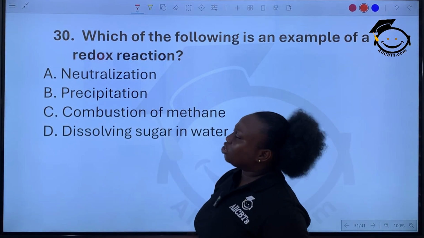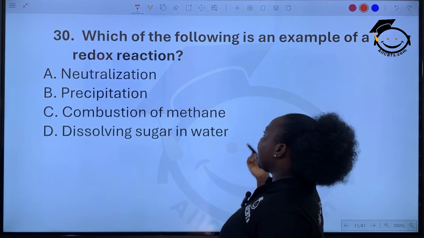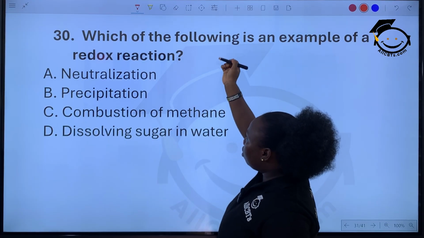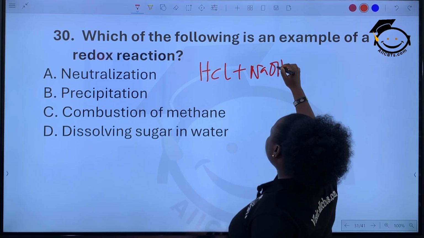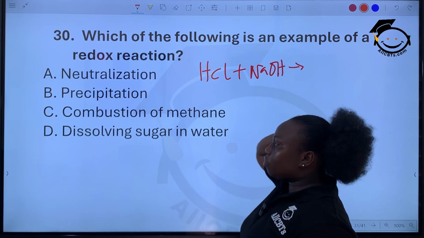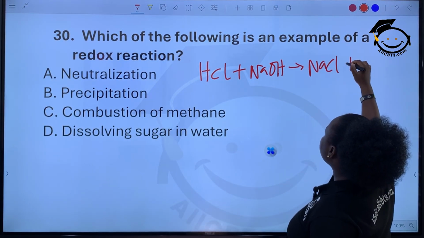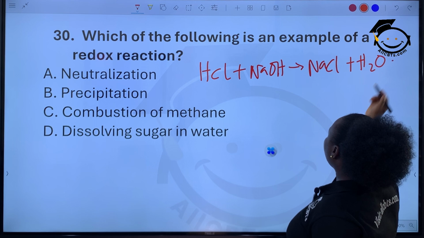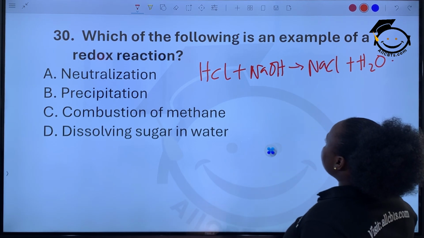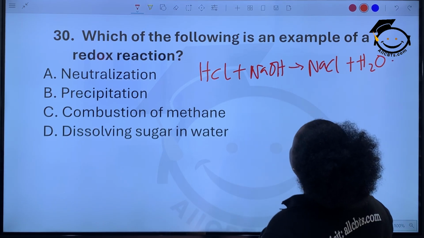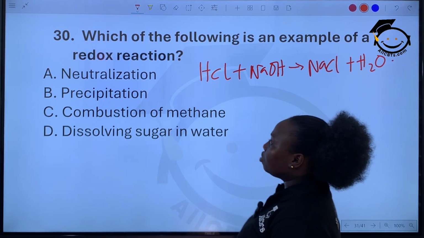Now you look at neutralization. Let's write a neutralization reaction. For example, we have, let's say, HCl plus NaOH. Don't forget that neutralization reactions will give us salt and water. So it gives us NaCl plus H2O. Now if we look at this, there is nothing like redox because oxygen is not leaving. There is no loss or gain of electron in this particular reaction.